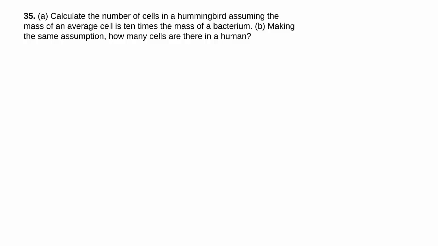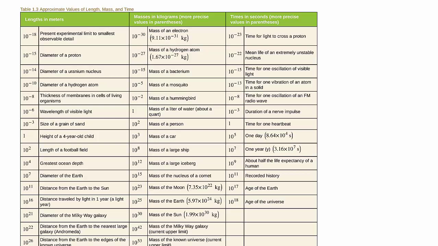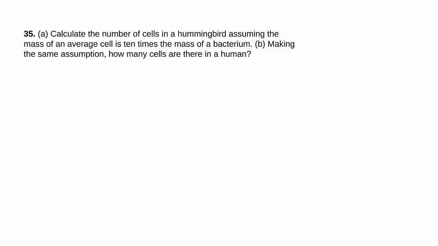So here, they're asking us to calculate the number of cells in a hummingbird, assuming the average cell is 10 times the mass of the bacterium. You notice they do use 10 because it works easily in terms of calculation, because you just move the decimal points around or change the powers of 10. And then they're talking about how many cells are in a human. Well, all this is referring back to table 1.3 of your textbook, which is here, and they're referring to the mass of a bacterium, the mass of a hummingbird, and the mass of a person. So those are the things we need. So let's go back and note those down.